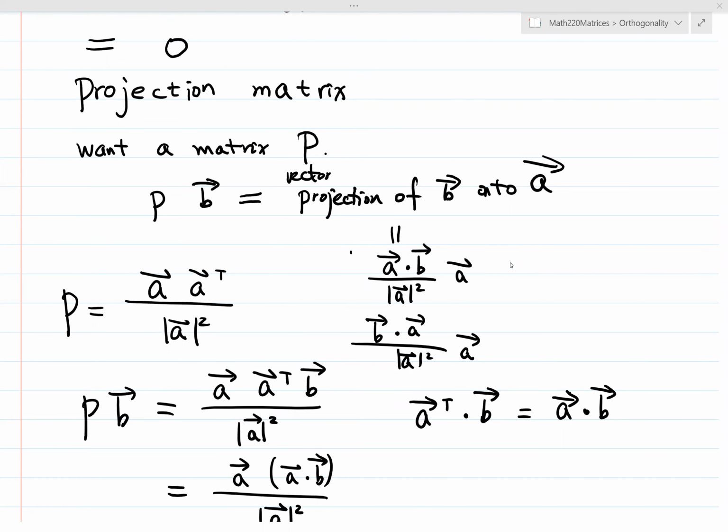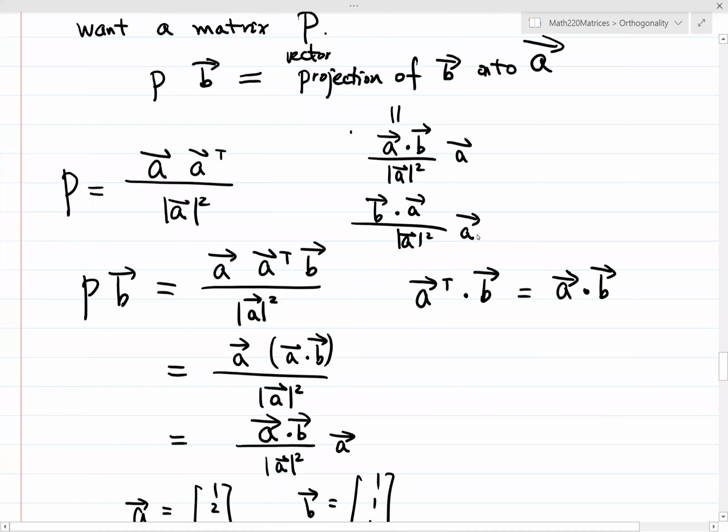So we can also achieve this map by multiplication of a matrix. This is the projection matrix. And last time we determined the projection matrix for projection onto a line, onto a vector B.